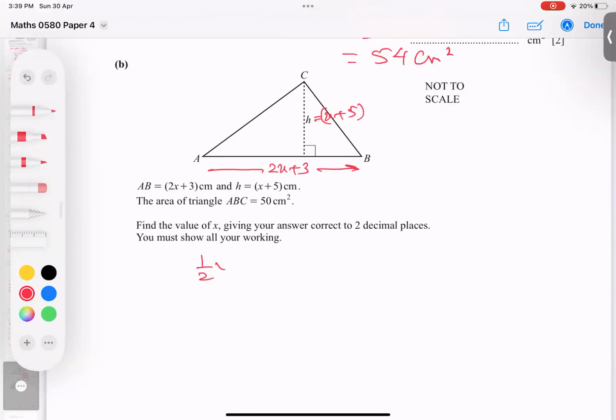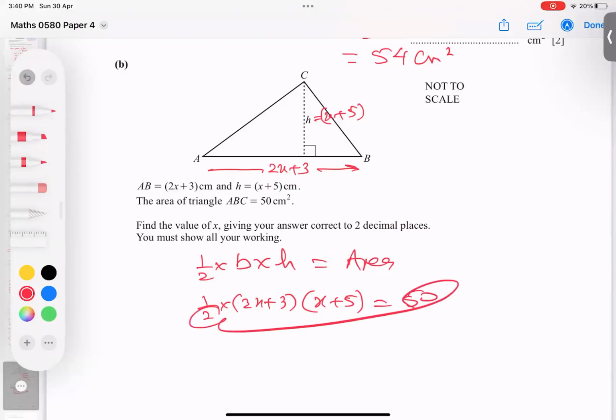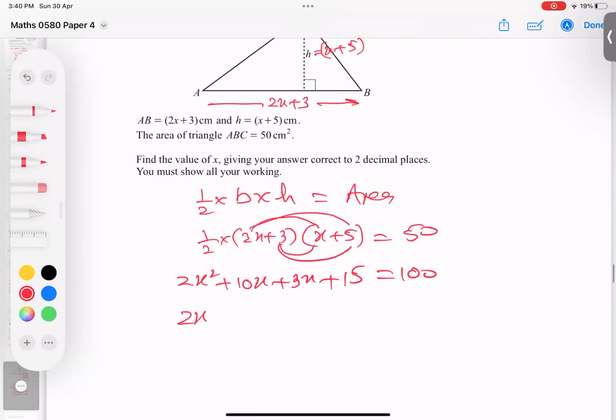I think it's easy. Half base into height equals area. Base is 2x plus 3, and height is x plus 5, and area is 50. Dividing and multiplying, 2 times 50 becomes 100. Multiply this with this: 2x squared. This multiply we got 10x, this multiply we got 3x, and here I got 15. So 2x squared, and solving together 10x plus 3x is 13x. The 100 comes this way, so plus 15 minus 100 is negative 85.